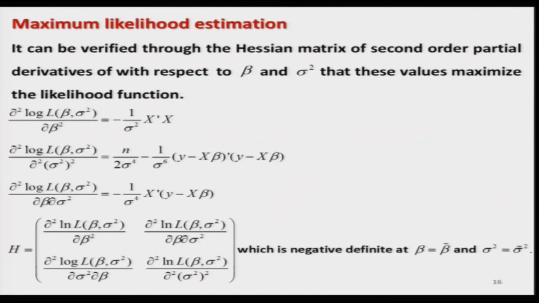Okay, so now after this you have obtained these values and you need to verify whether they are going to give you the maximum or minimum values. So, I can obtain the second order derivatives with respect to beta, sigma square, as well as beta and sigma square together, and we can obtain the Hessian matrix of second order partial derivatives, and one can prove that it is a negative definite matrix, which indicates that the likelihood function is getting maximized at beta equal to beta tilde and sigma square equal to sigma square tilde.